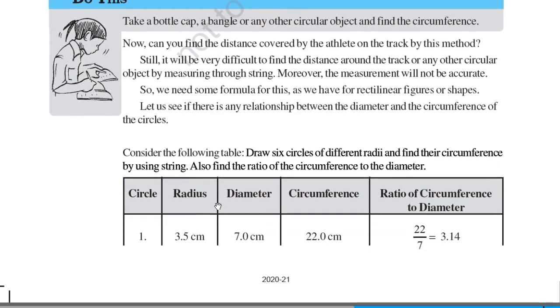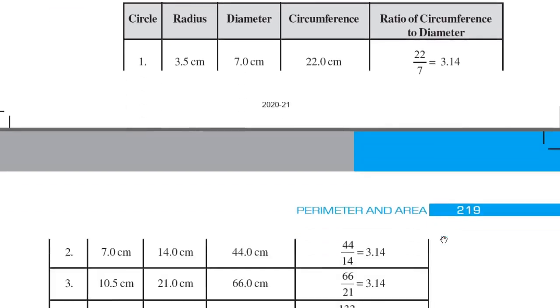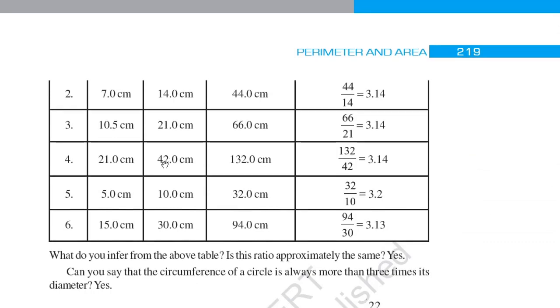You can see here, radius is given, diameter is given, circumference is given. The ratio of circumference to diameter of a circle is 22/7, that is 3.14. So you can see many examples are given here.